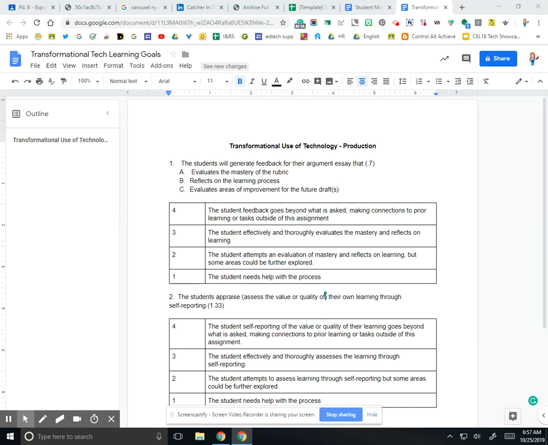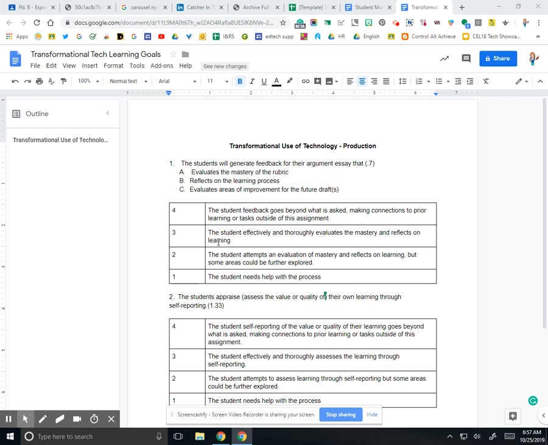Before I do the model of a student going through and explicating the process of their essay and evaluating the essay, I want to go over the learning goal. There's two for this video. The first is that students will generate feedback for their argument essay that evaluates mastery of the rubric, reflects on the learning process, and evaluates areas of improvement for future drafts.